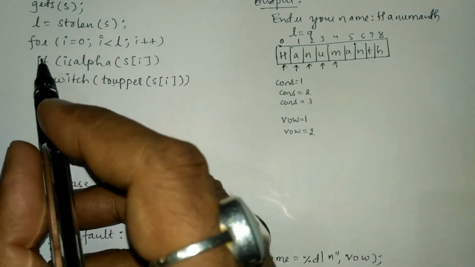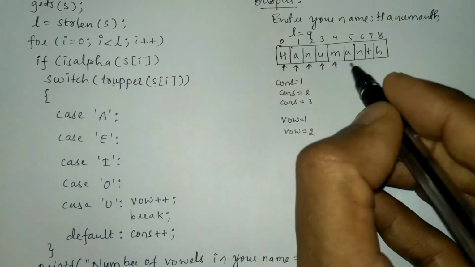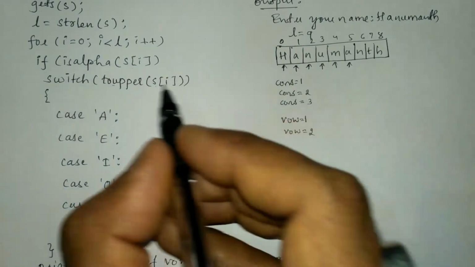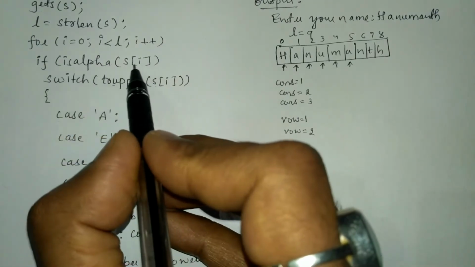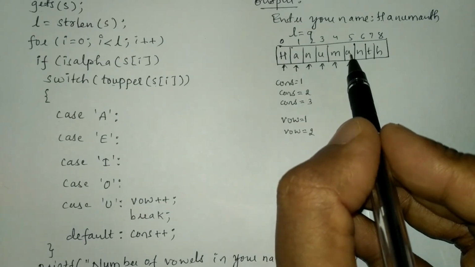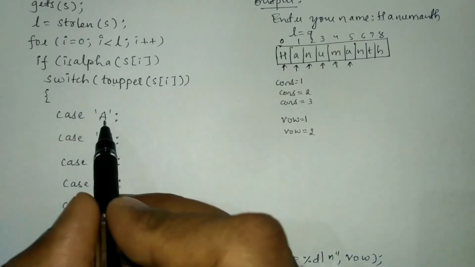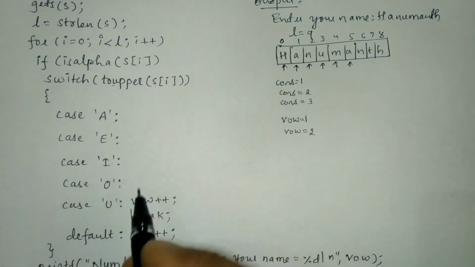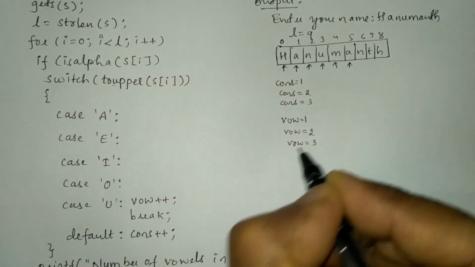Again control transfers to the for loop by incrementing the value of i by 1. Now the i value is 5. So if S of 5, yes, it is lowercase letter a, it is true. Switch to upper, so it will become capital A. So here case label A is matching, so hence vowels will get incremented by 1. Now vowels is equal to 3.